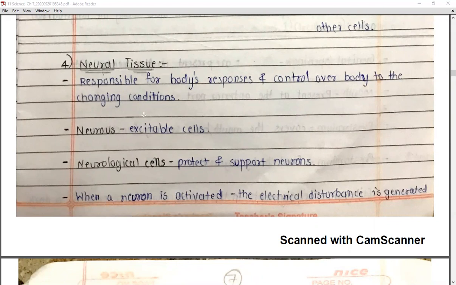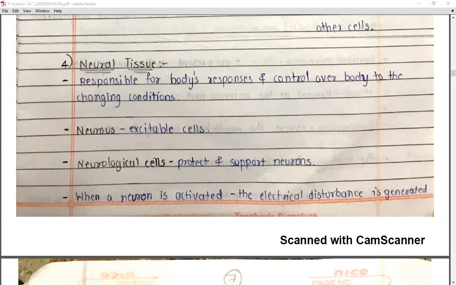So the responses of the body are created by the neural tissue, as well as the controlling of the sending of the messages, and all these things come under the neural tissue, right? So these neurons are excitable cells. That means the cells which get excited upon getting the message, right?